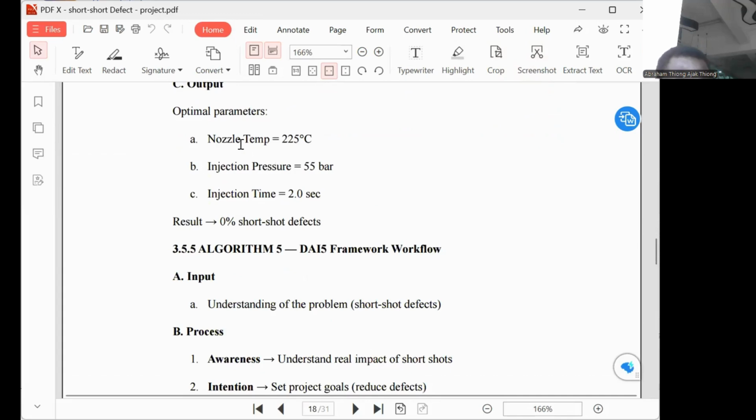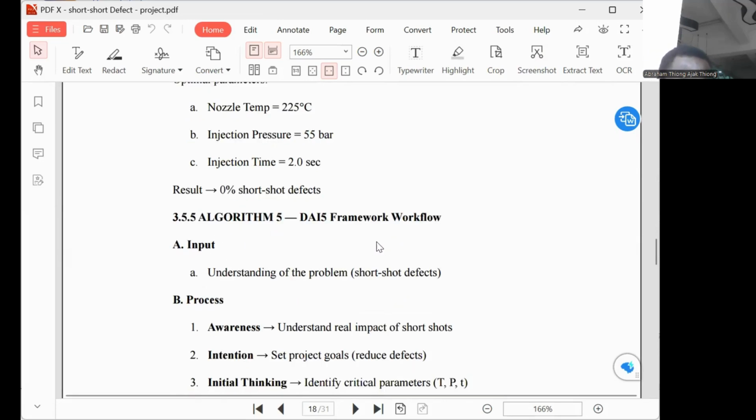So this is the nozzle temperature, the optimal setting of the parameter that I've set. If you put this input on the machine, you'll get zero short shot. So now let's look at the Shadai 5 frame.